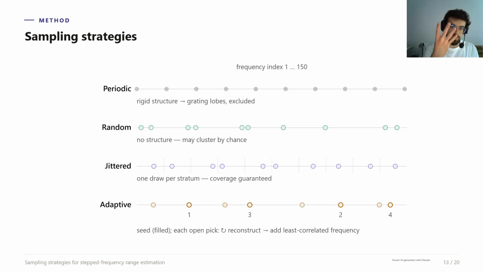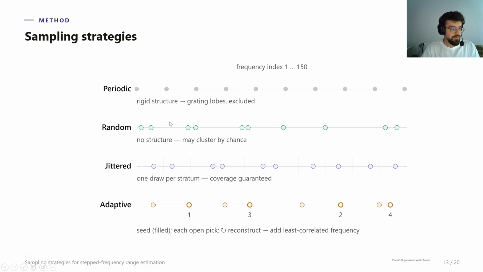I compare 4 sampling strategies. The first one is periodic sampling. As mentioned before, this will cause range ambiguity, causing multiple peaks. Like one target can create multiple peaks, so you cannot distinguish where the target is exactly because there are multiple possible locations. Secondly, we have random sampling that doesn't have the problem of creating lobes.